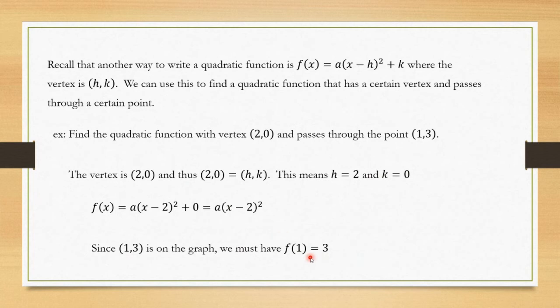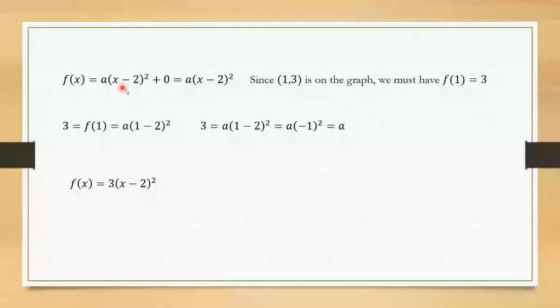Let's see if that helps us with a. So I plug in 1 for x. We know f of that has to be 3, as you can see. You get this? Okay, well, does that help us? Well, what's the right-hand side equal to? 1 minus 2 is minus 1. So we have a times minus 1 squared. Minus 1 squared is 1, so we just get a. So a is 3. And our quadratic function looks like this.